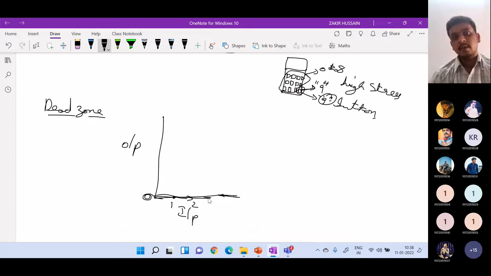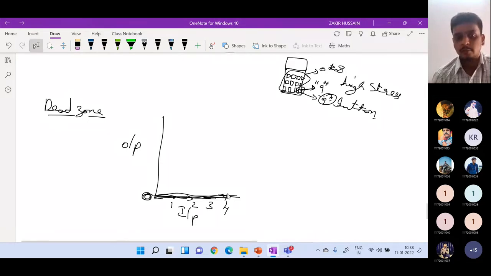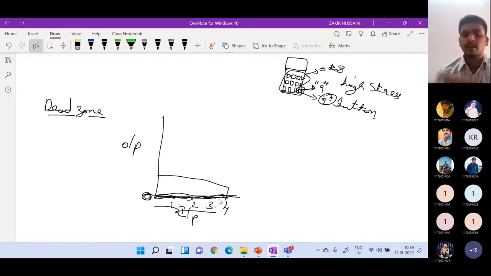If you are giving the next reading 3, it will once again show the reading as 0. If you are giving an input 4, then only at the largest value does the instrument suddenly respond, so it will give you some higher value like this. Okay, all of these inputs 1, 2, 3, whatever we are giving, are considered as a dead zone. So that type of instruments are not at all useful for us.